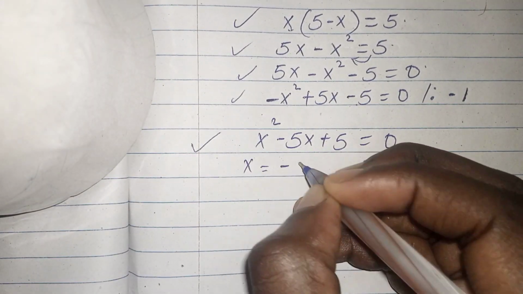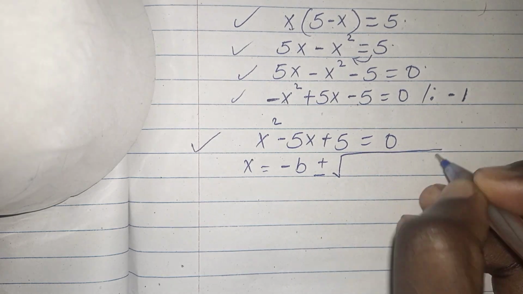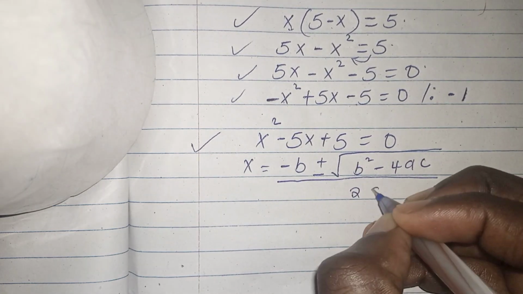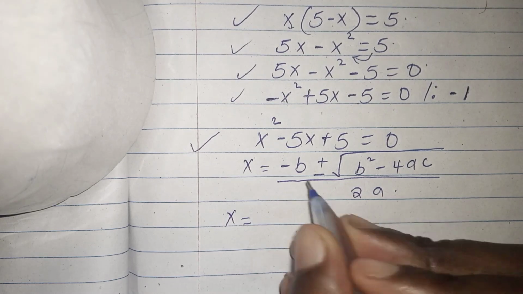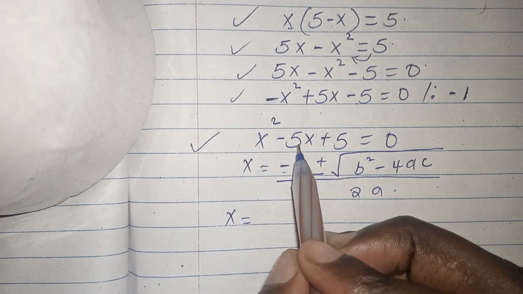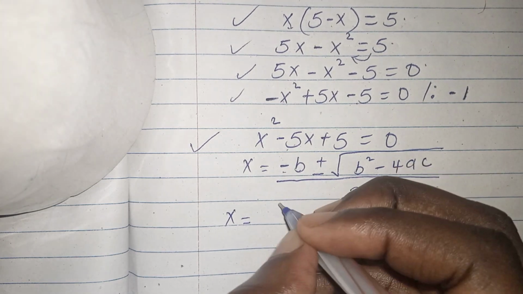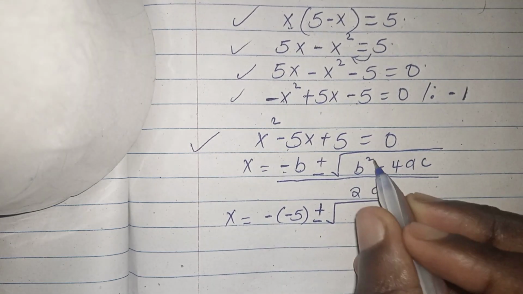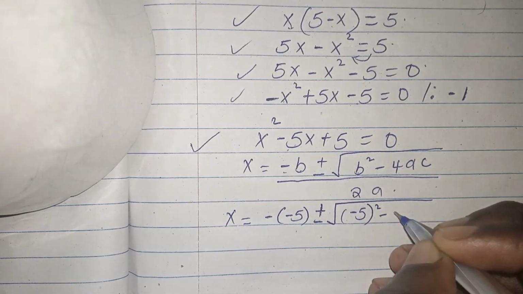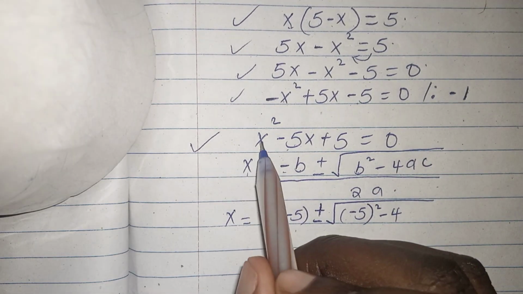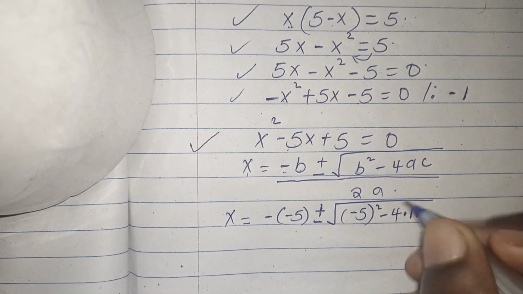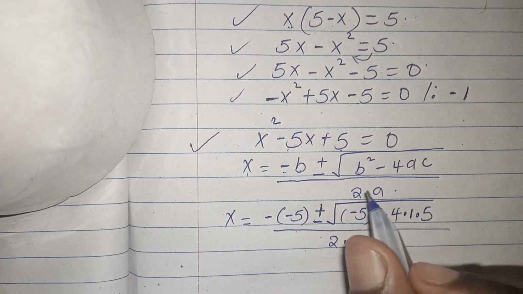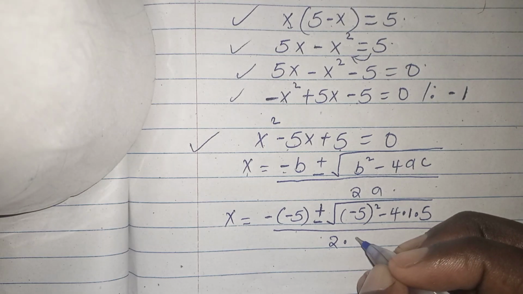where x is equal to negative b plus or minus the square root of b squared minus 4ac over 2a. So x is equal to negative b. Our b here is the coefficient of x, which is negative 5. So we shall have negative into negative 5, which is our b, plus or minus the square root of b squared, which is negative 5 squared, minus 4. A is the coefficient of x squared, which is 1. So times 1 times our c, this constant here, which is 5, over 2 times a, which is the coefficient of x squared, which is 1.